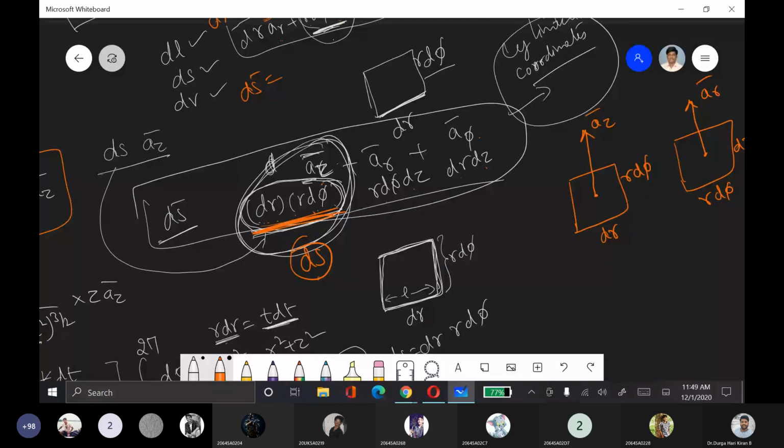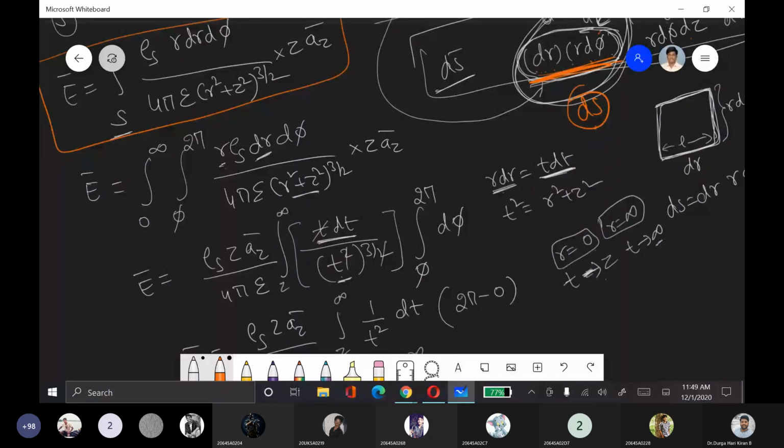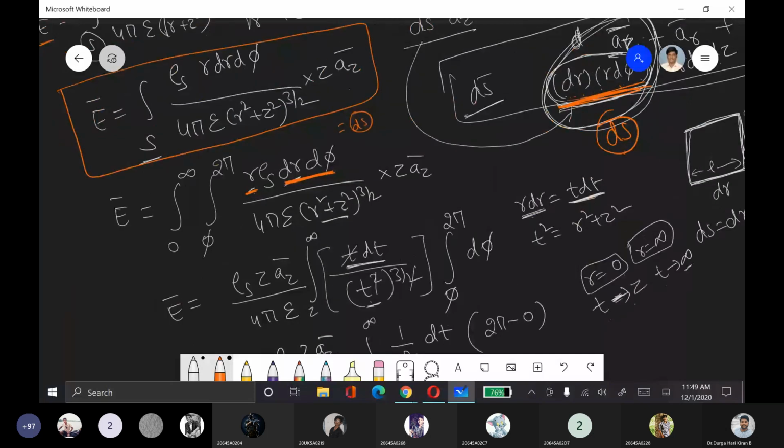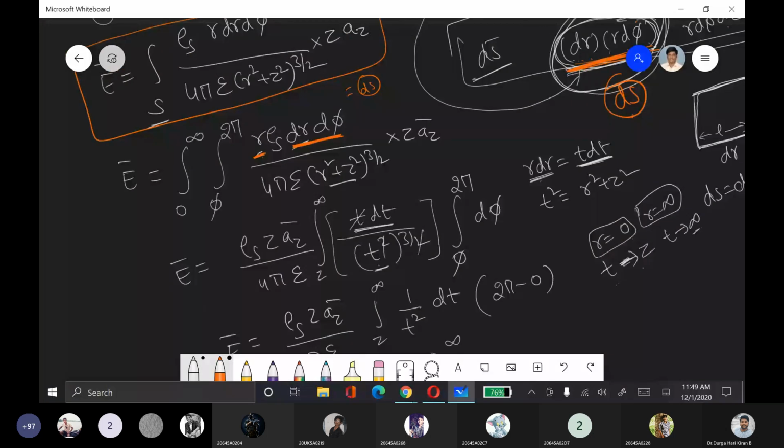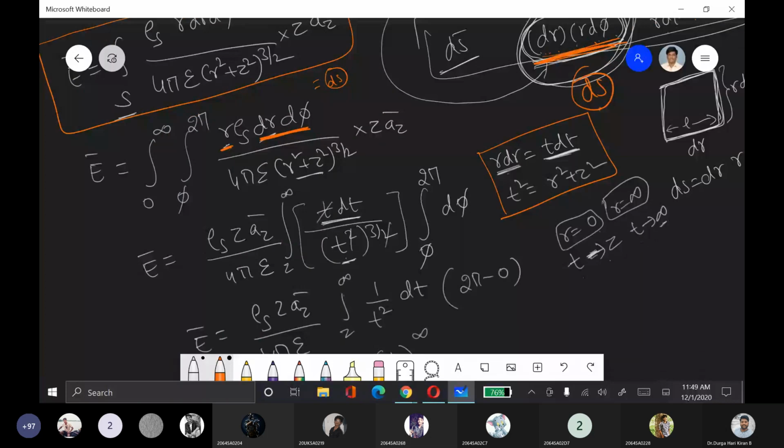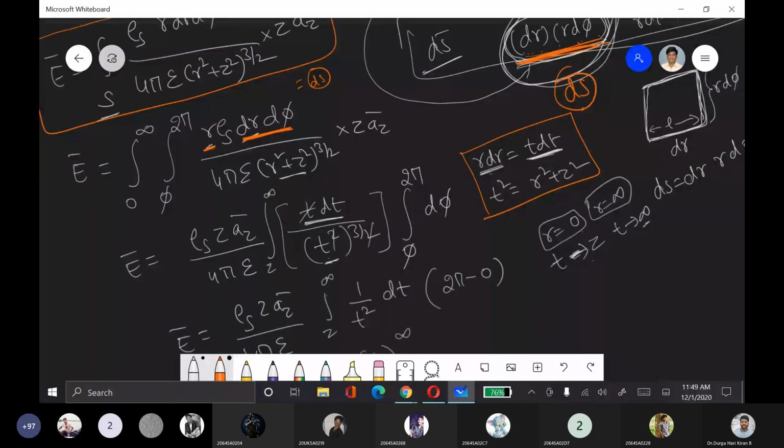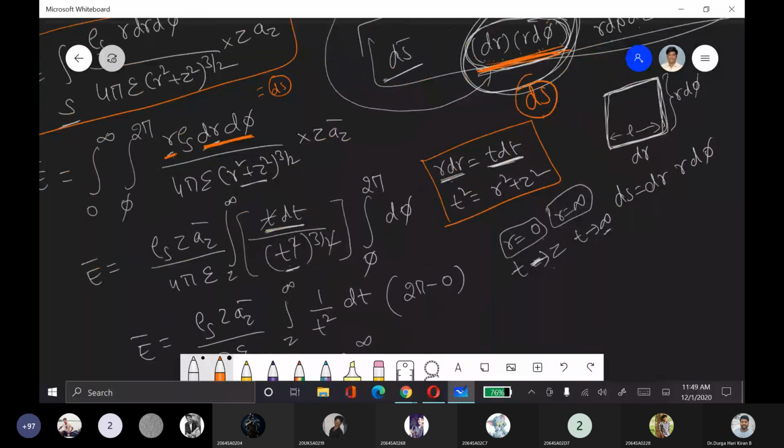So I have substituted everything into the equations. R d phi dr is our ds; what I highlighted in orange is equal to ds. The remaining part from above is Z A Z bar. Then, as we already said earlier, R dr is equal to t dt and t square is equal to R square plus Z square. When R tends to 0, t tends to Z, and when R tends to infinity, t tends to infinity. Based on this I have substituted everything into this particular equation.